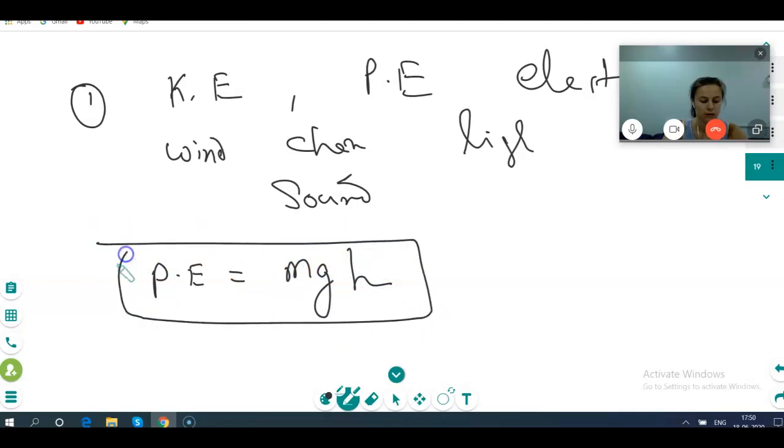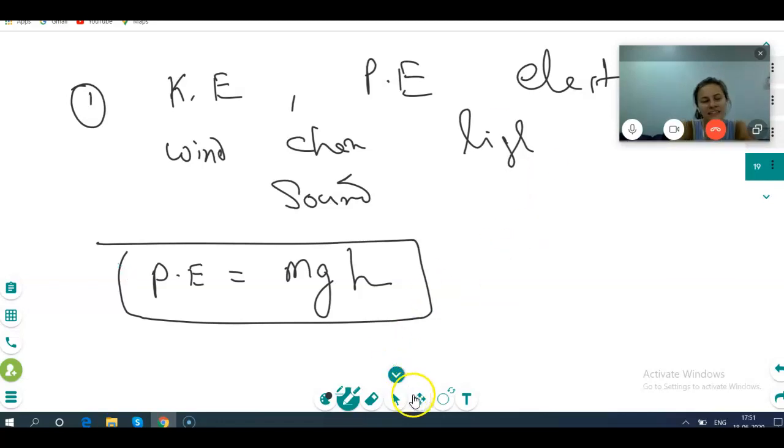M is the mass of this object, correct? g is the acceleration due to gravity, and h is the height from the ground. Is it clear? If I take it up, then what happened? Its potential energy is increased. Am I right? Then who has given this increase in energy? If I raise the cup from here to here, who has given this energy?